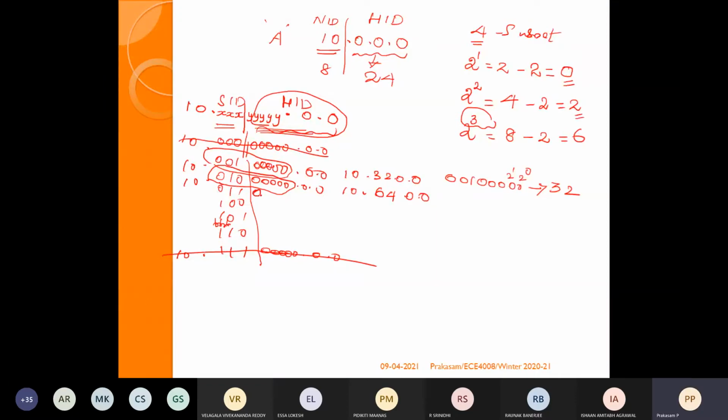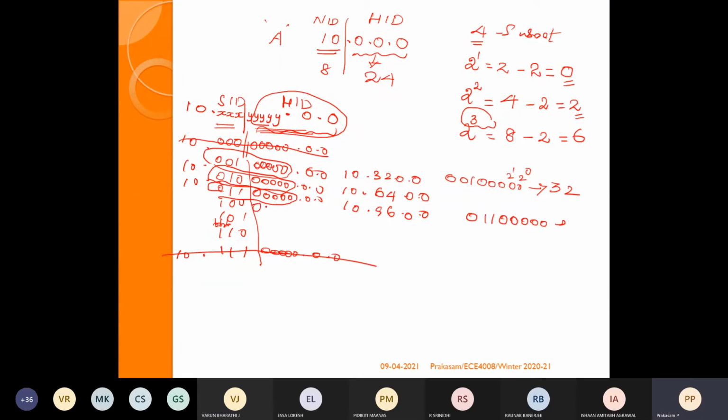Then the third one is 0, 1, 1, remaining 5 zeros. What is the equivalent for this? 96. Yeah, 96. So 10.96.0.0.